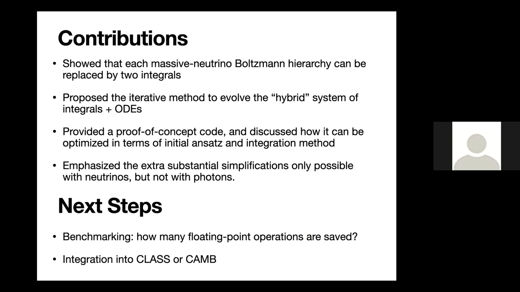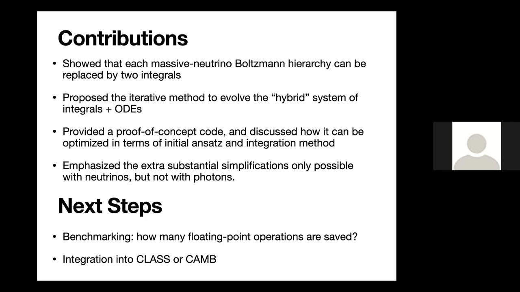Okay, so that's pretty much it. In this talk, I showed the massive neutrino Boltzmann hierarchy can actually be replaced by two integrals. I proposed to use the iterative process to evolve this hybrid system of integrals plus ordinary differential equations and showed that it actually works very well. We discussed two ways to optimize this, one by optimizing the initial answers, the other by optimizing the integration method. In the process, I have emphasized the extra substantial simplifications that are only possible with massive neutrinos, but not with photons. And since massive neutrino is taking up most of the computation time anyways, we think that this new solver has a lot of potential.